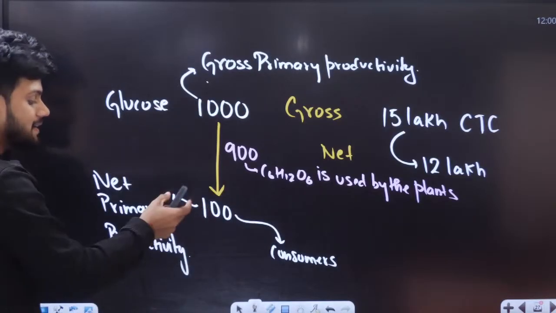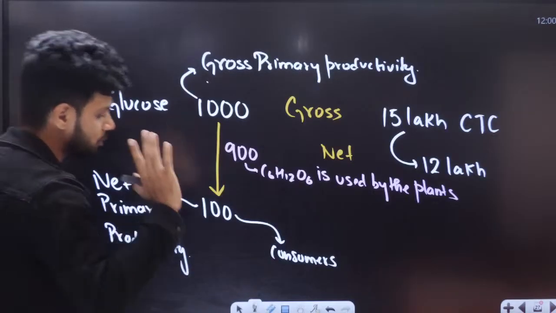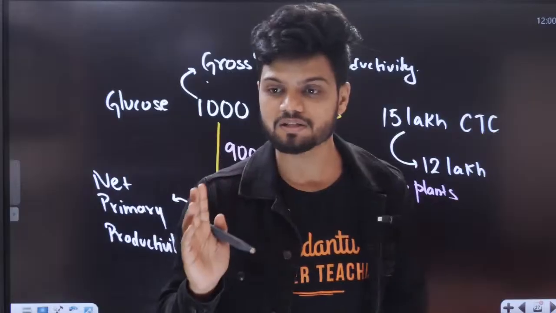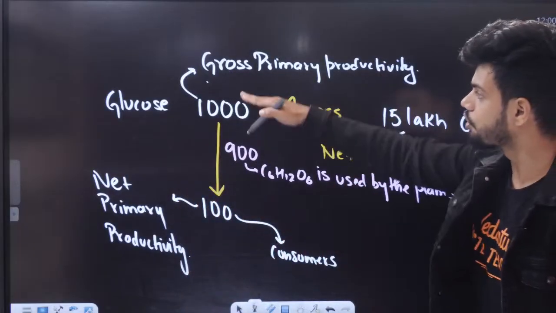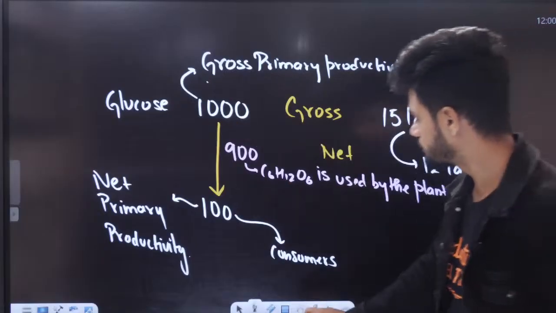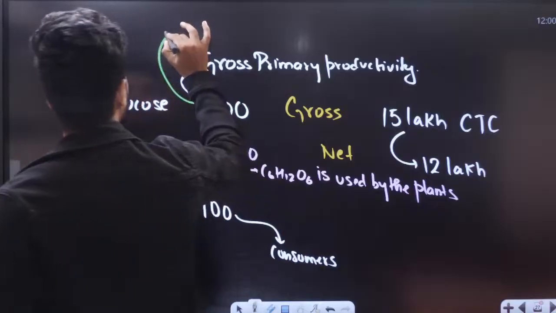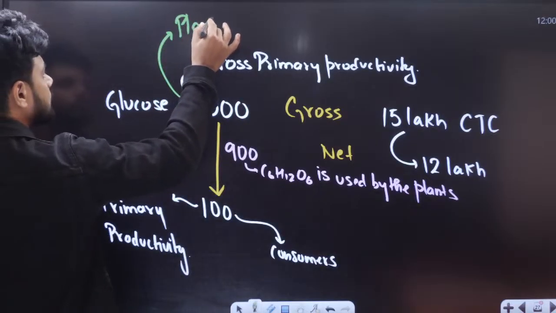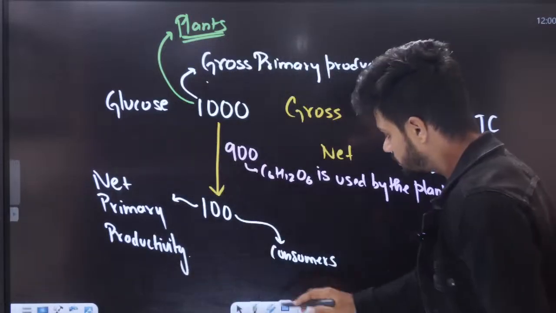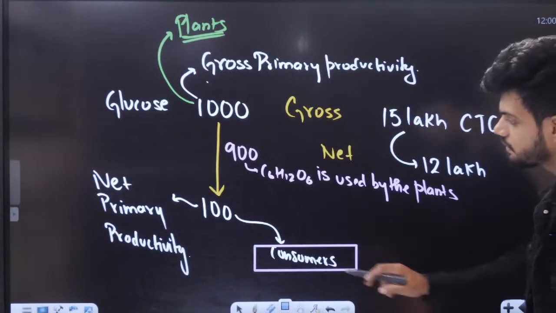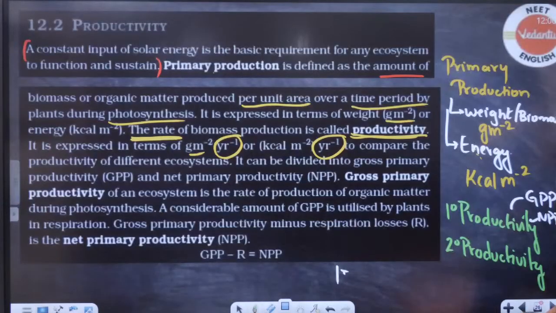Gross, net. Net is available to whom? To the consumers. Can we take the gross? Not possible. We cannot touch the gross. Gross is only available to the almighty plants. Gross primary productivity is only available to the plants. What are we getting? We are getting the net primary productivity. Okay, understood, all of you?